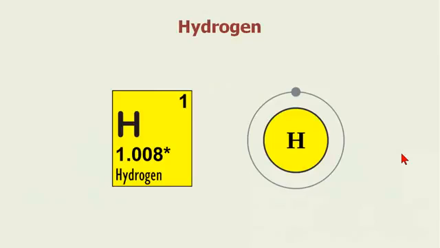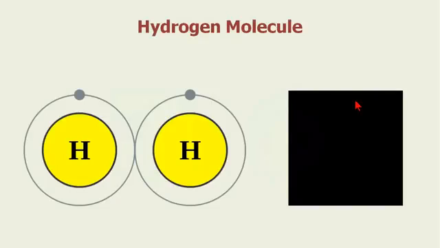So let's look at the easiest example, hydrogen. We know that it's simply a nucleus with a proton and an electron. When it bonds to itself, it shares 2 electrons in a covalent bond. And we represent this with a stick diagram or ball and stick diagram.